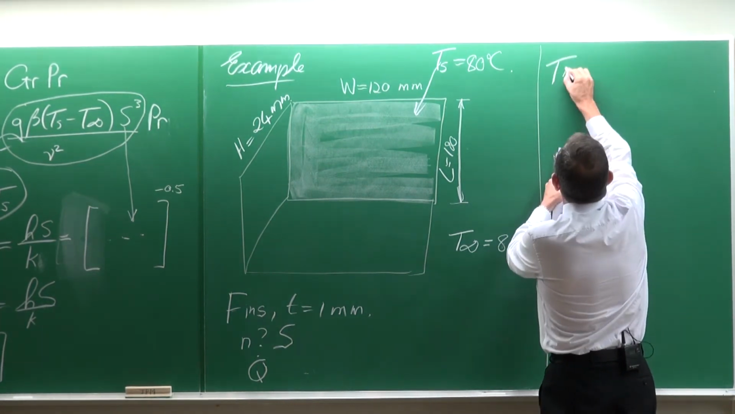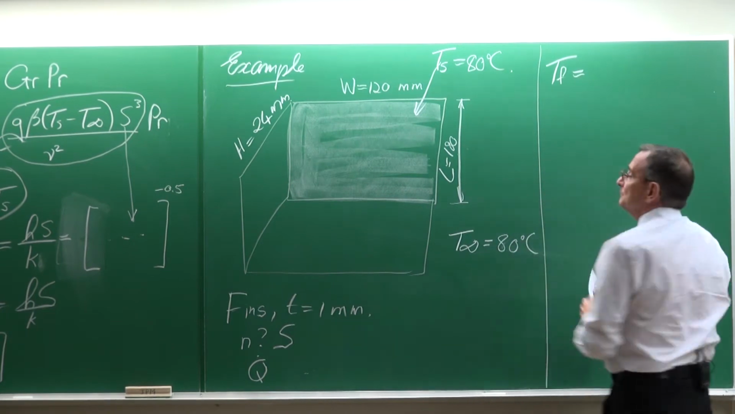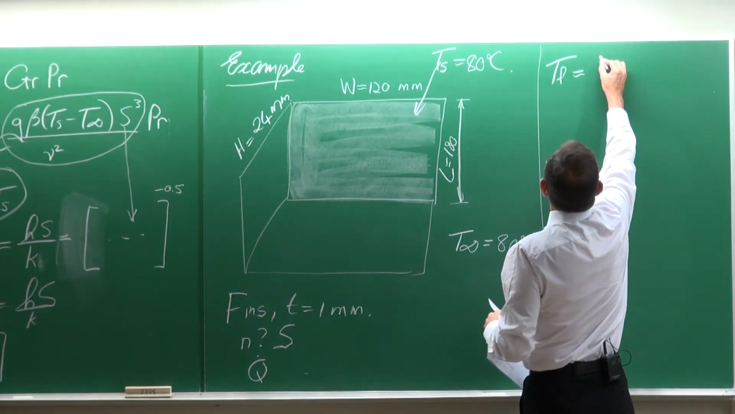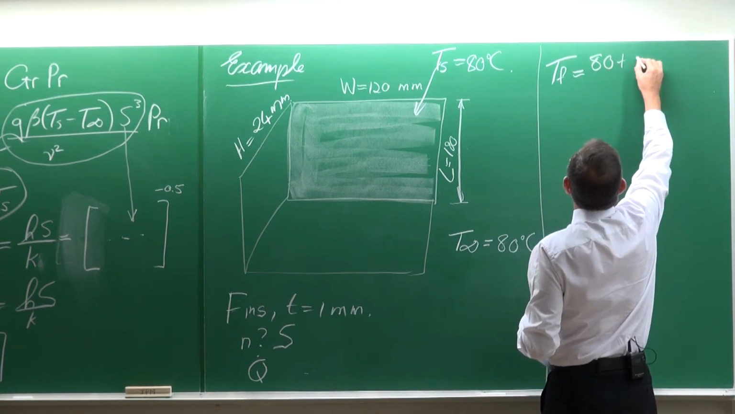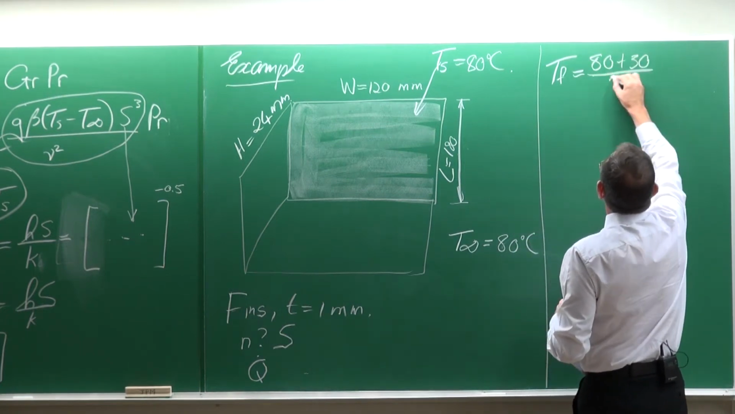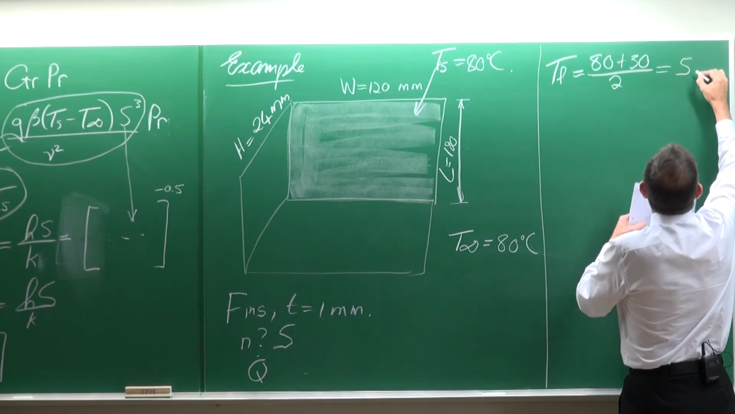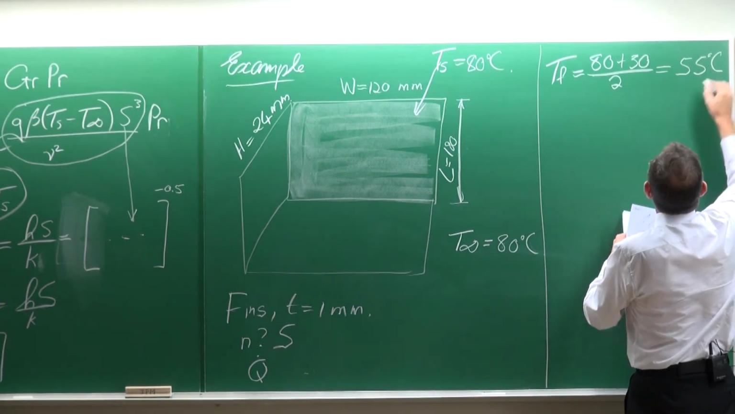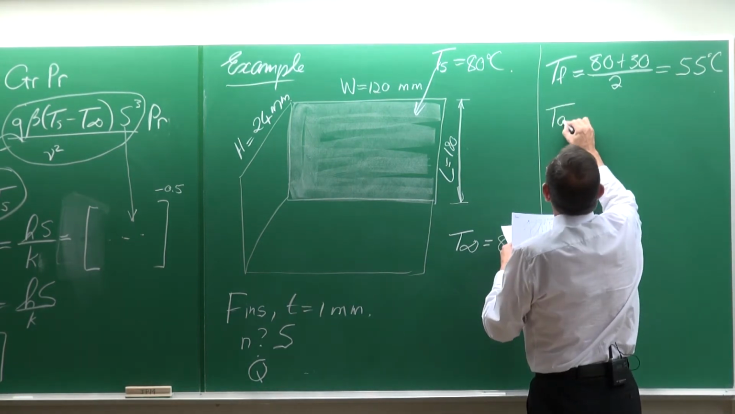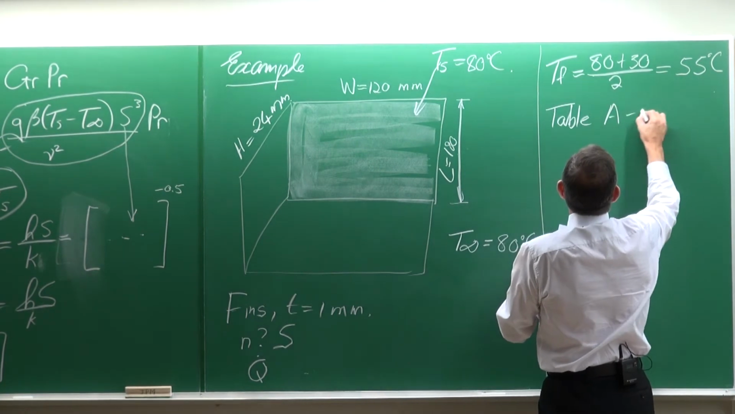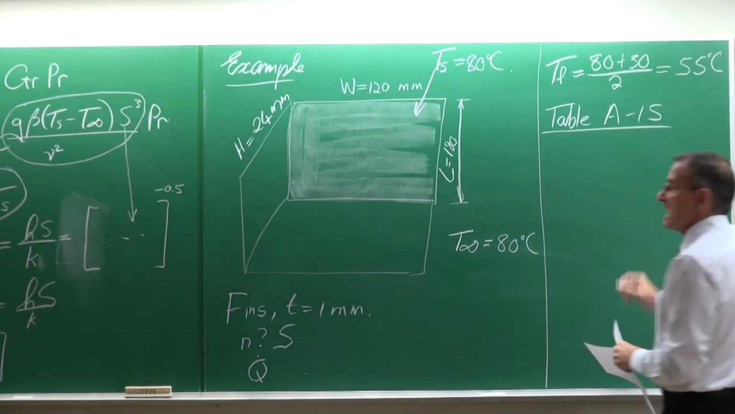We are going to work with air as the working fluid. We've got a wall temperature of 80 and an environment temperature of 30. So if we look at the fin temperature, it is equal to 55 degrees Celsius. And if we go and look in table A15, there you'll get the characteristics for air.